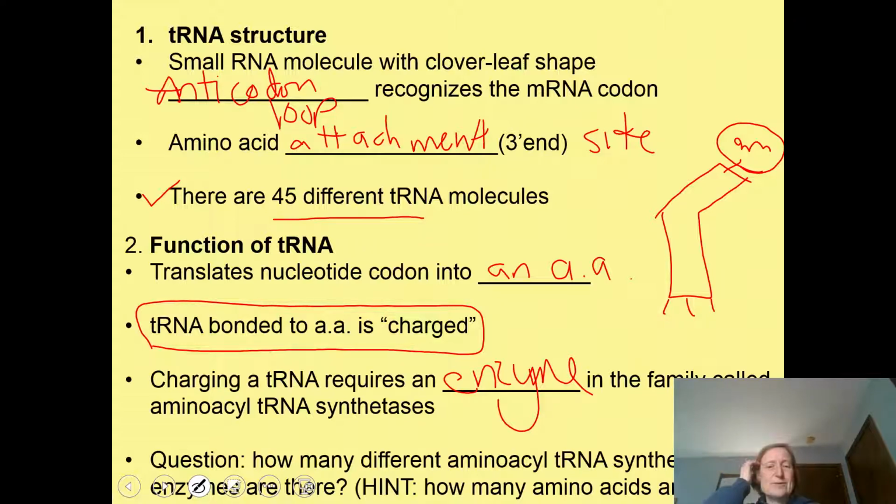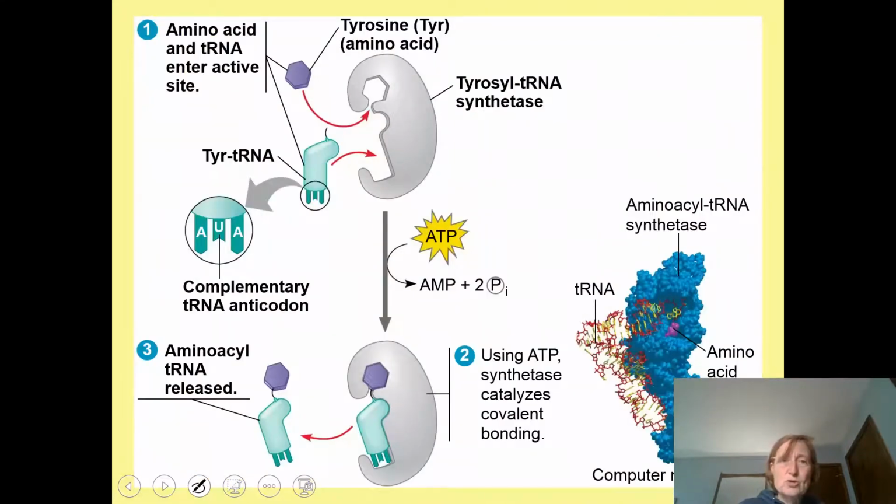How many different aminoacyl tRNA synthetase enzymes are there? Well, there's 20 different amino acids. Guess how many enzymes there are? 20. 20 different enzymes to attach these 20 different amino acids to a tRNA molecule. Here's a picture of that.